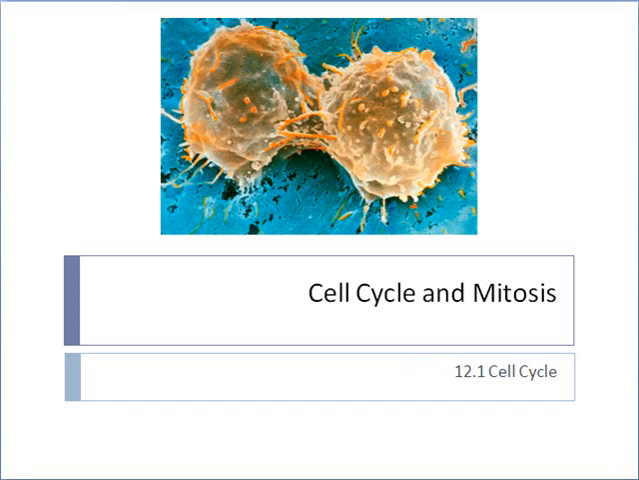The cell cycle, which is the series of events that occur during the lifetime of a cell. And then we're also going to be looking at something called mitosis, which is the series of events that occur when a cell divides to create two new daughter cells.